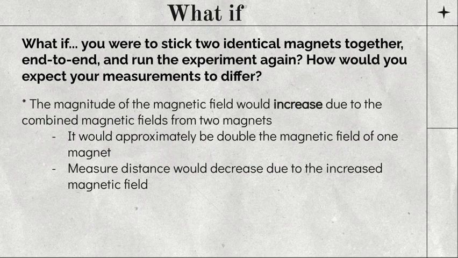Now, the next what-if question is, what if you were to stick two identical magnets together end to end and run the experiment again? How would you expect the measurements to differ? These two magnets together would cause the magnetic field to increase because it would have a combined magnetic field from the two magnets. It would approximately be double the magnetic field just because there are two magnets present now, and the distance would decrease due to the increased magnetic field.